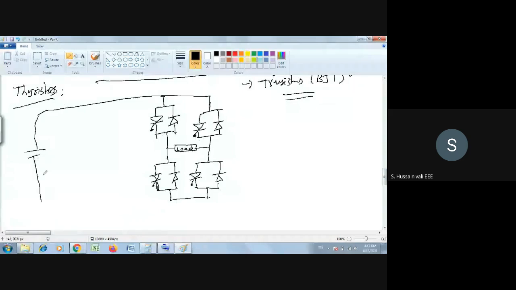This is the DC supply. Now you see, as these are thyristors, how many thyristors are there in total? I will give the numbers here: 1, 2, 3, 4. You know this thyristor very well.